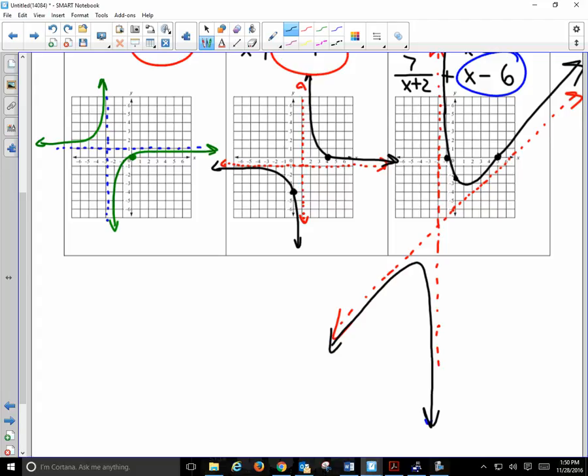So that's a rational function that looks a little bit different. It's totally cool. It's fun. It's exciting. You can save your enthusiasm for tomorrow and then just let it all out.